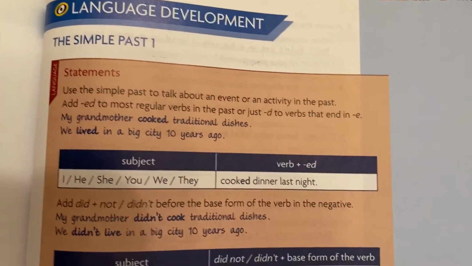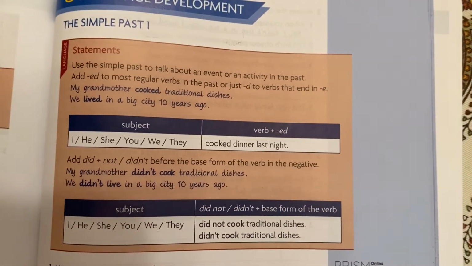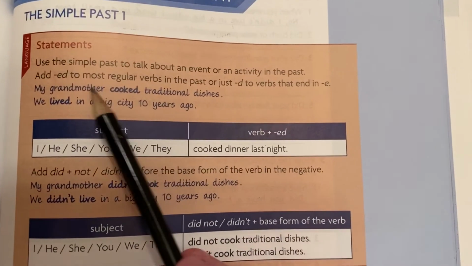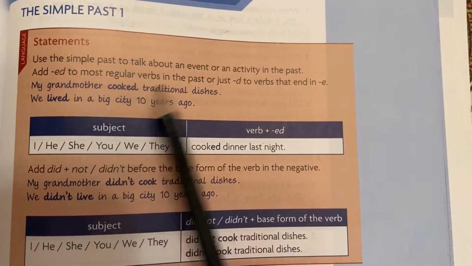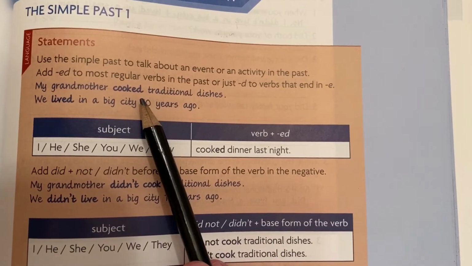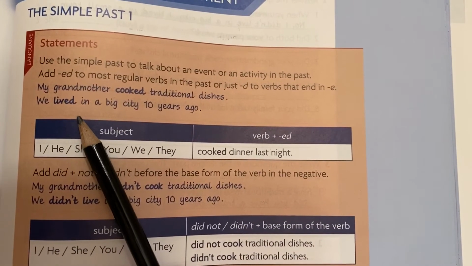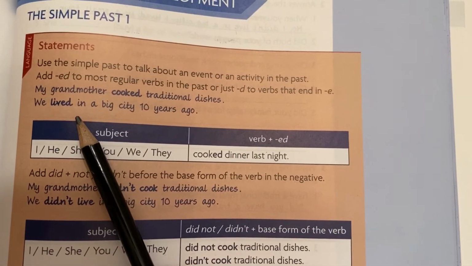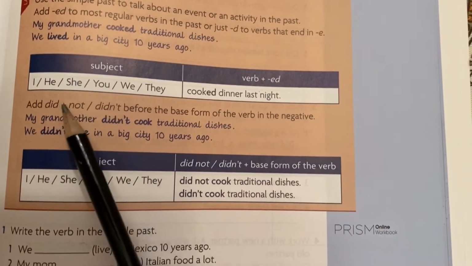Now we're moving on to the simple past. This is on page 155. And they give a brief review. Remember that the simple past usually uses ed at the end, or if it's a verb that ends in e, just add a d. My grandmother cooked traditional dishes. We lived in a big city 10 years ago. These are all events that have already happened in the past.